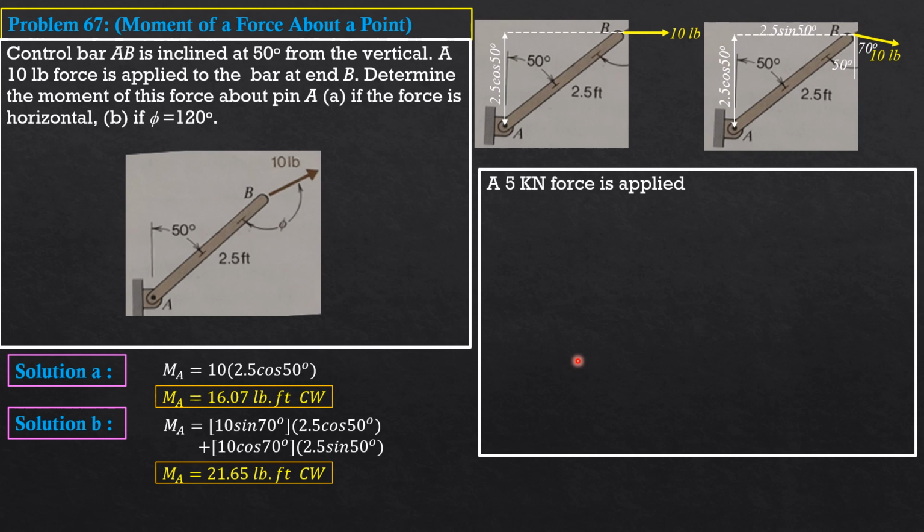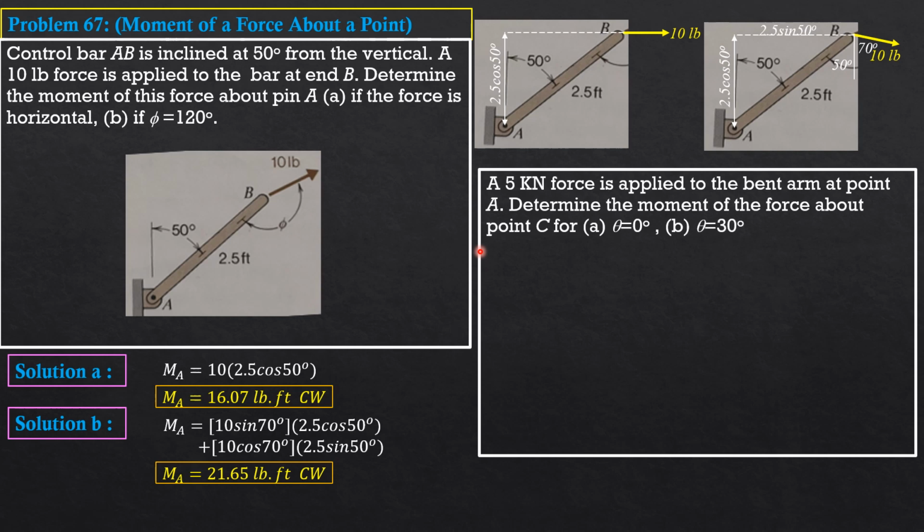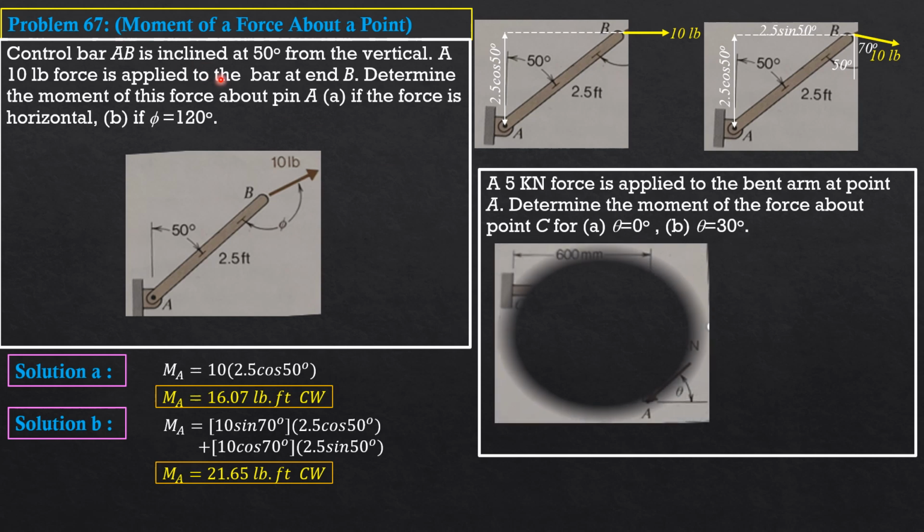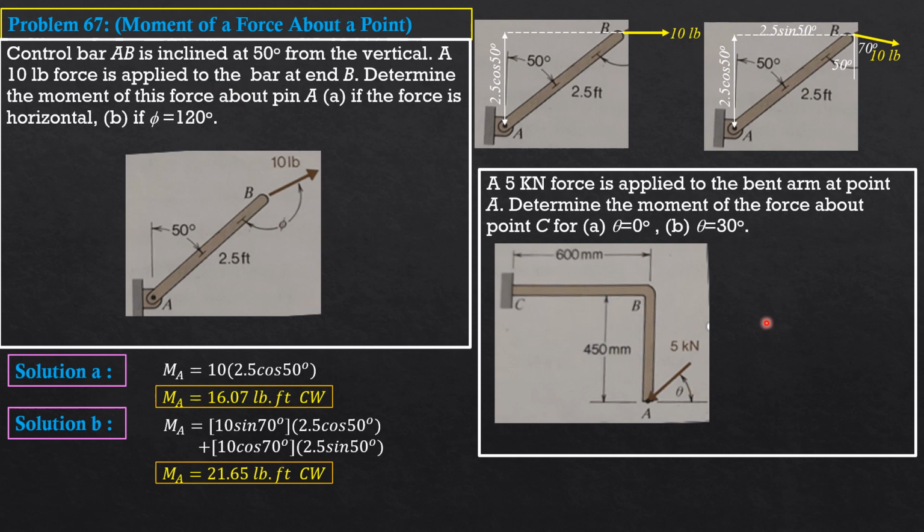Now for your part, a 5 kilonewton force is applied to the bent arm at point A. Determine the moment of the force about point C if theta is 0 degrees and, in part B, theta is 30 degrees. So here's the given figure and these are the answers. So I will leave that to you. Pause the video and verify that those are the answers.